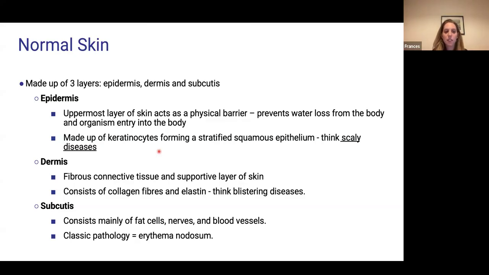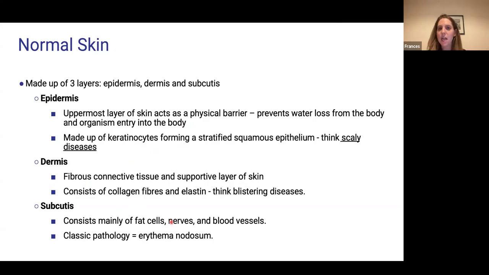And then deep underneath the epidermis is the dermis, which is really about your fibrous connective tissue. This contains a lot of extracellular matrix, things like collagen and elastin fibers. As well as this, the subcutis is below that, and that's really your fat cells, your nerves, your blood vessels. And what you can think of when you think of these different layers is what sort of diseases are most likely to occur there.